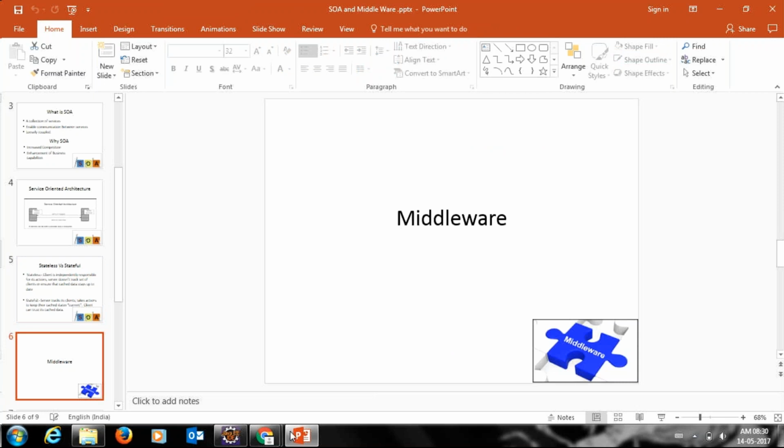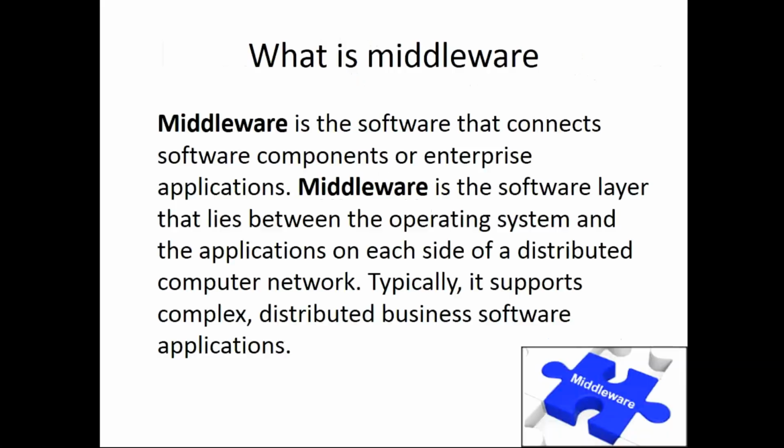So let's go to middlewares. Middleware is a software that connects software components or enterprise applications. Middleware is a software layer that lies between the operating system and the applications on each side. Typically, it supports complex distributed business software. Rather than going with the definition, let's take a simple example. Middleware is a software which glues or attaches different softwares.